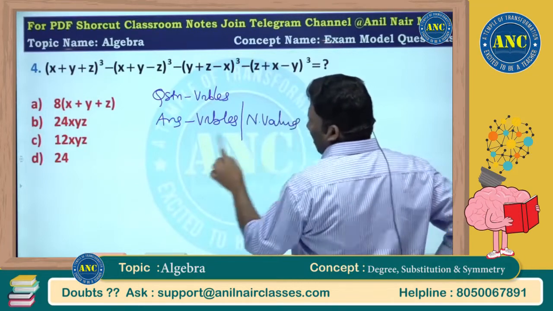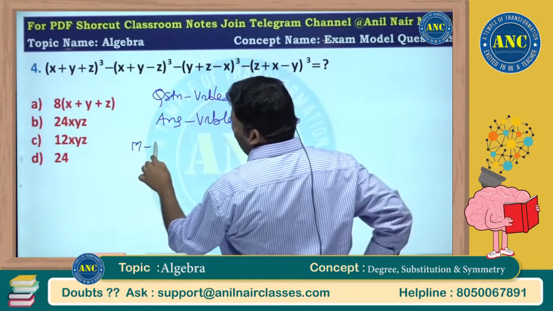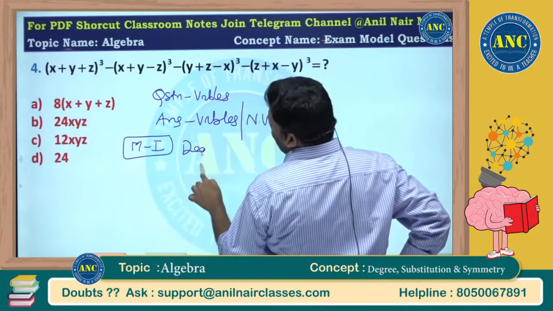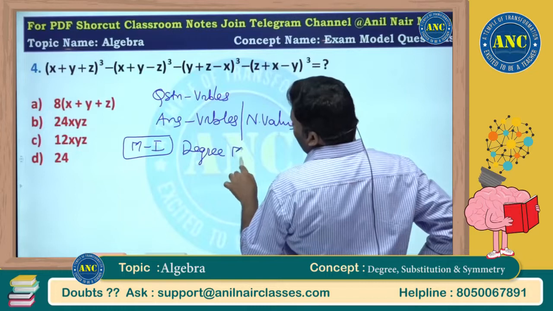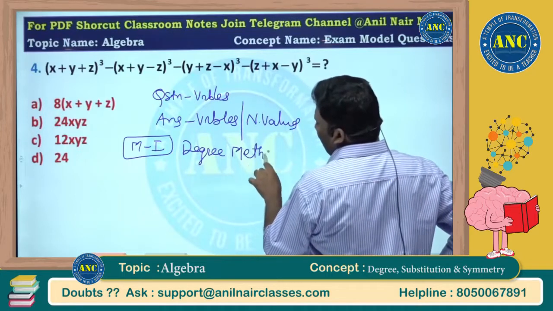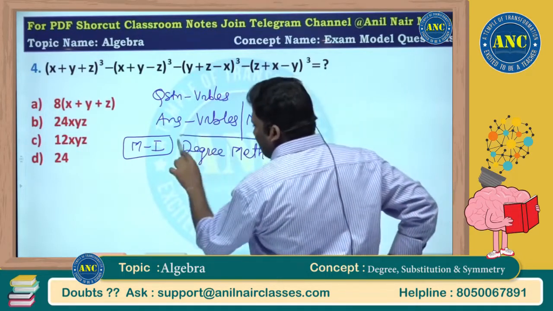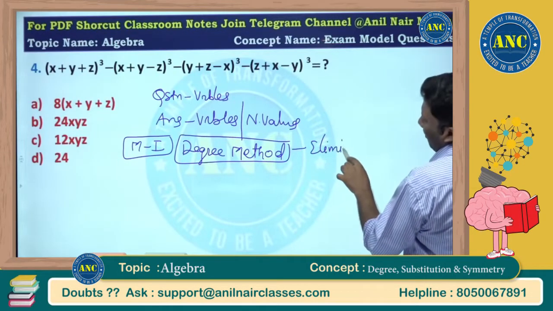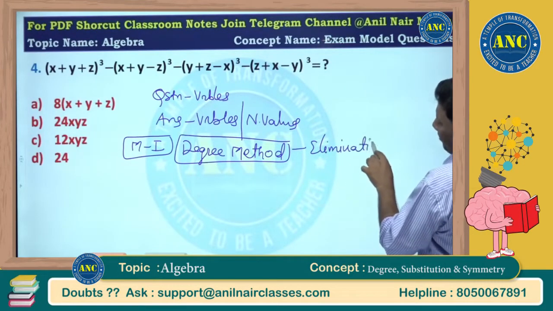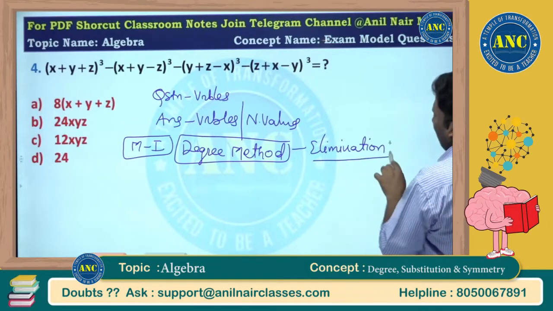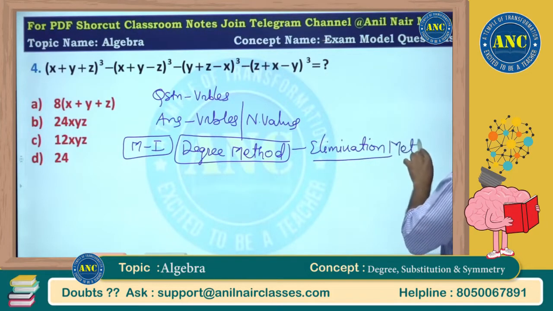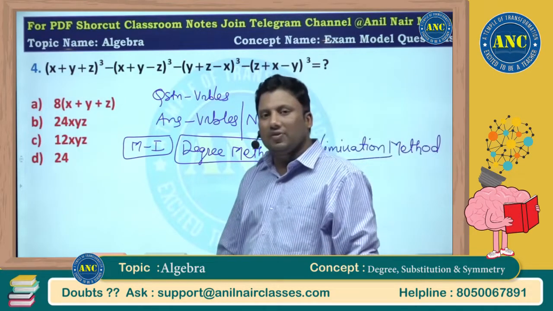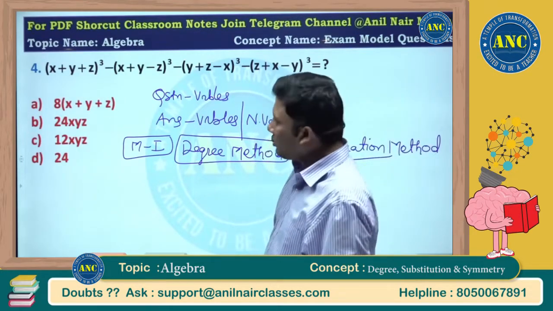The first method which we will use is the degree method. The degree method will give us all incorrect answer options. Please eliminate them. Degree method is an elimination method. It will never give us the right answer option. It will eliminate all incorrect answer options.